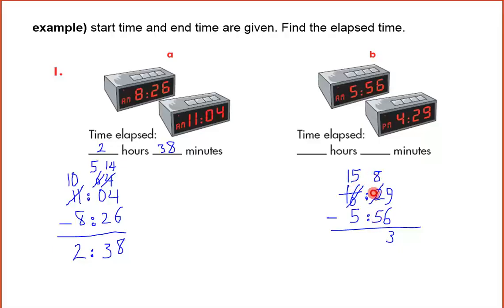Now I can continue the subtraction. So the subtraction will go like this. 5 out of 15 is 10, 5 out of 8 is 3. So 10 hours and 33 minutes is elapsed.